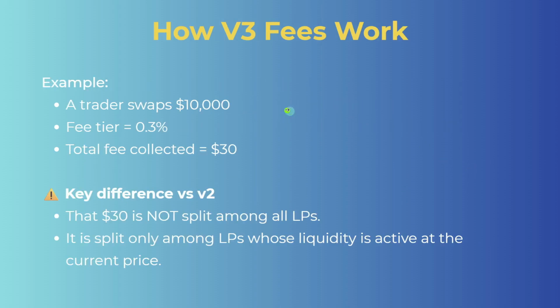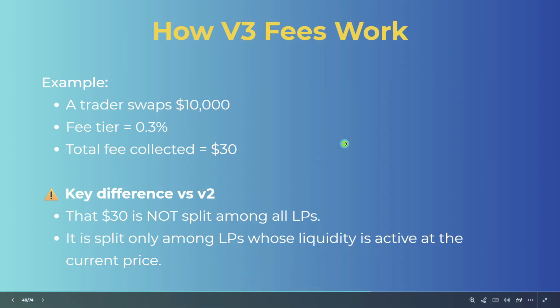Okay, so how do V3 fees work? Example: a trader wants to swap $10,000. The fee tier is 0.3%. The total fee collected is $30. So the key difference with Uniswap V2 is that $30 is not split among all liquidity providers. It is split only among liquidity providers whose liquidity is active at the current price.